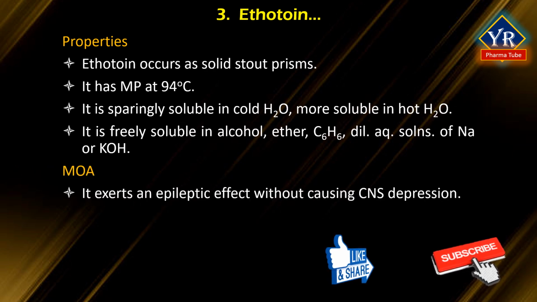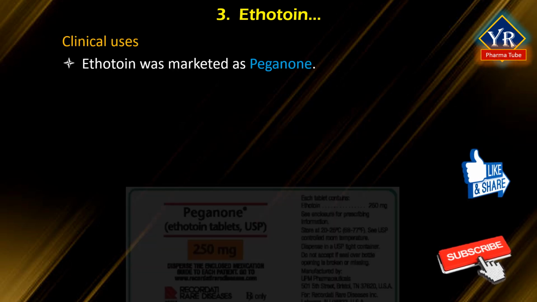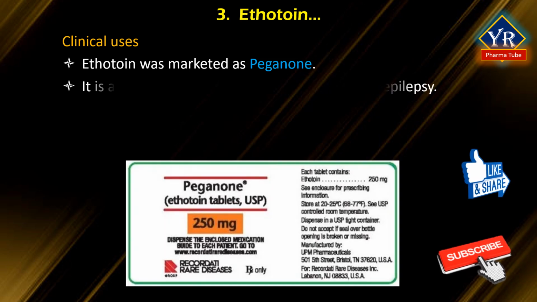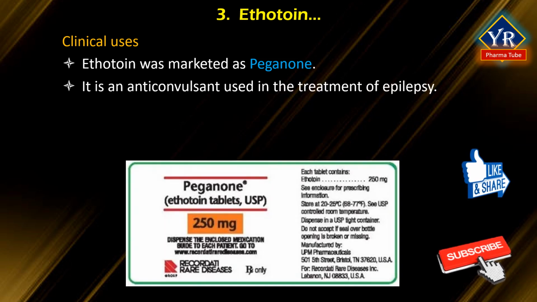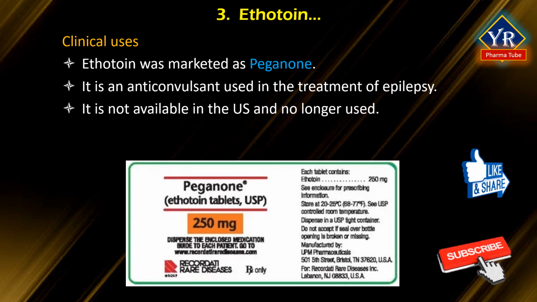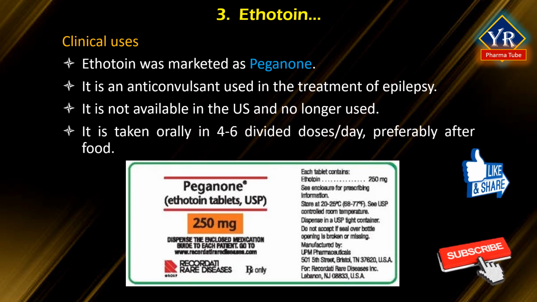Ethotoin exerts an anti-epileptic effect without causing general CNS depression. The mechanism of action is probably very similar to that of phenytoin. Ethotoin was previously marketed as Peganone. It is an anticonvulsant drug used in the treatment of epilepsy. It is a hydantoin similar to phenytoin. It is not available in the United States and is no longer commonly used. It is taken orally in 4 to 6 divided doses per day, preferably after food.